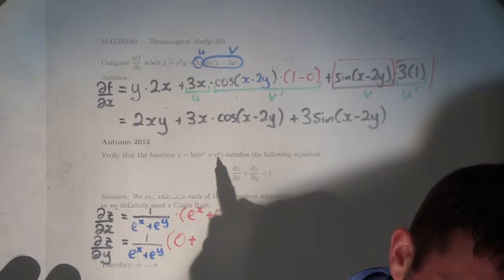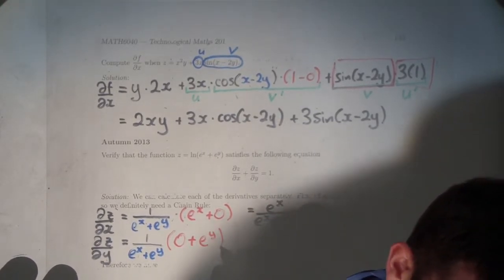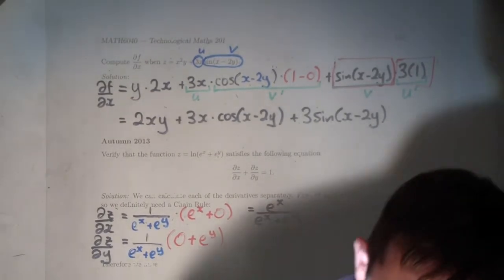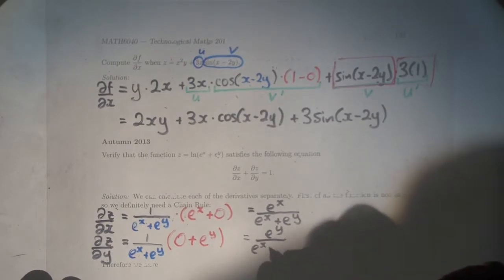What is the derivative of e to the y with respect to y? e to the y. So tidying that up, we get e to the y over e to the x plus e to the y.